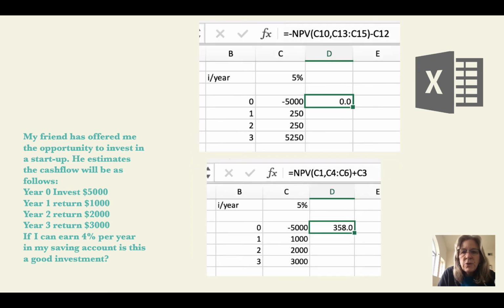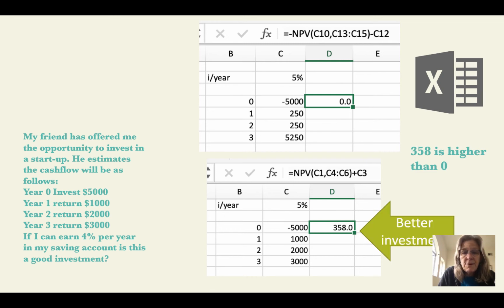So what I can do is I can look at these two returns, and because I've brought everything to time period 0, I can now choose the largest one. So $358 is higher than 0, so this is a better investment. So the question about this particular problem is, is this a good investment? Is this better than putting my money in the bank? And the answer is yes, it's better than putting your money in the bank.